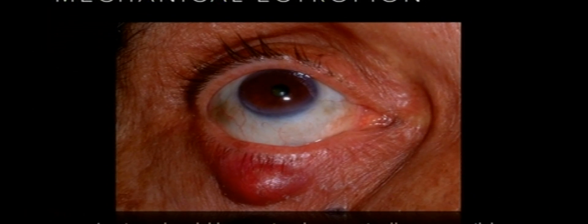Mechanical ectropion is caused by a lesion which is kind of heavy and is pulling the lid away from the globe. Obviously you need to remove that lesion, but the point here which I would like to emphasize is that when you take out these lesions, try to make your incision as vertical as possible, because if you excise these lesions with a horizontal cut, then the resulting cicatrization may cause more ectropion.